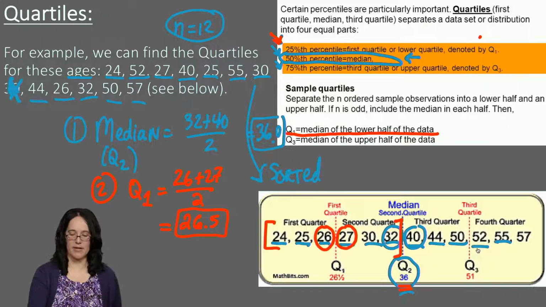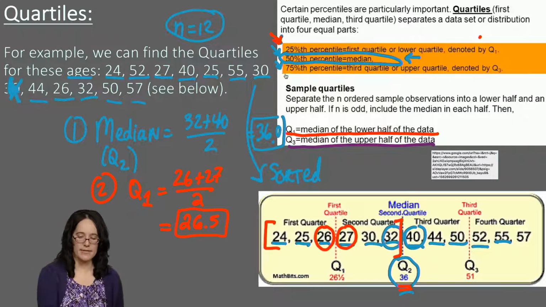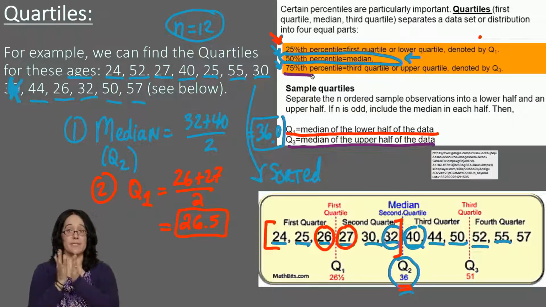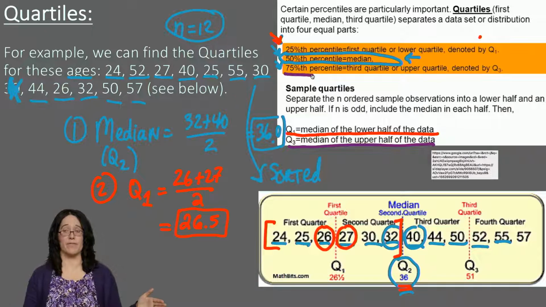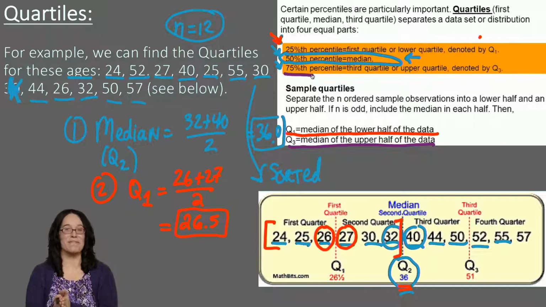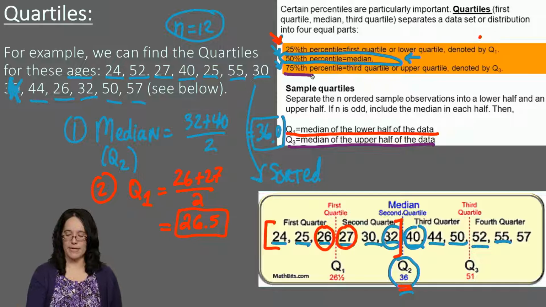To find quartile 3, I think you know the idea now. Quartile 3 is also known as the 75th percentile. So it's the marker that separates the bottom 75% from the top 25%. Okay? So if you are right at the 75th percentile, or quartile 3, that means your age is higher than 75% of the people in this sample. Okay? So let's take a look at what this means.